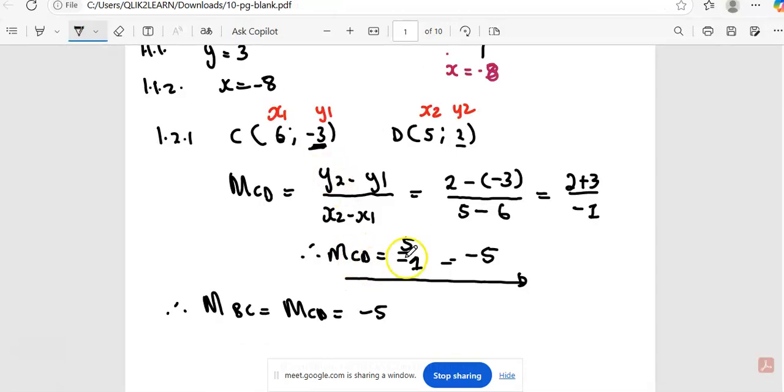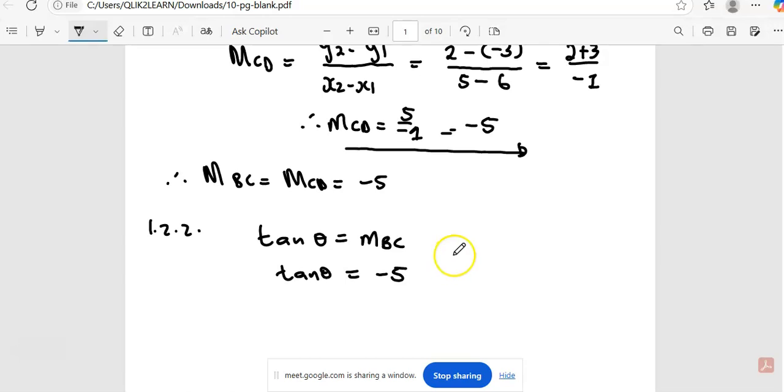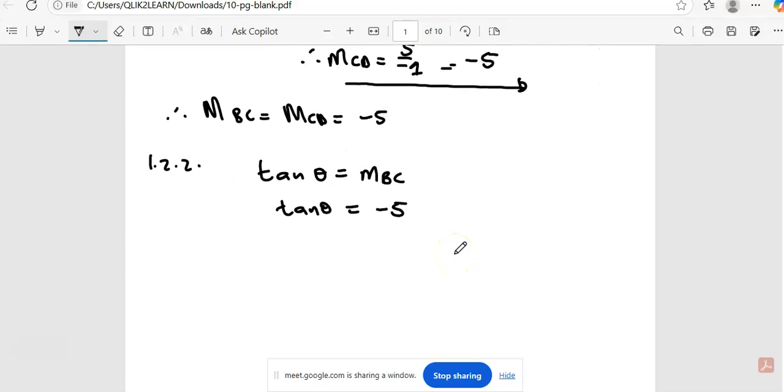So to answer 1.2.2, the angle of inclination is calculated by tan of theta is equal to the gradient of that line. I can say the gradient of BC, or we can say CD, it's fine. Therefore, tan of theta will be equal to -5. Right, so now what I'm going to do is find my reference angle, or we can call this RA.